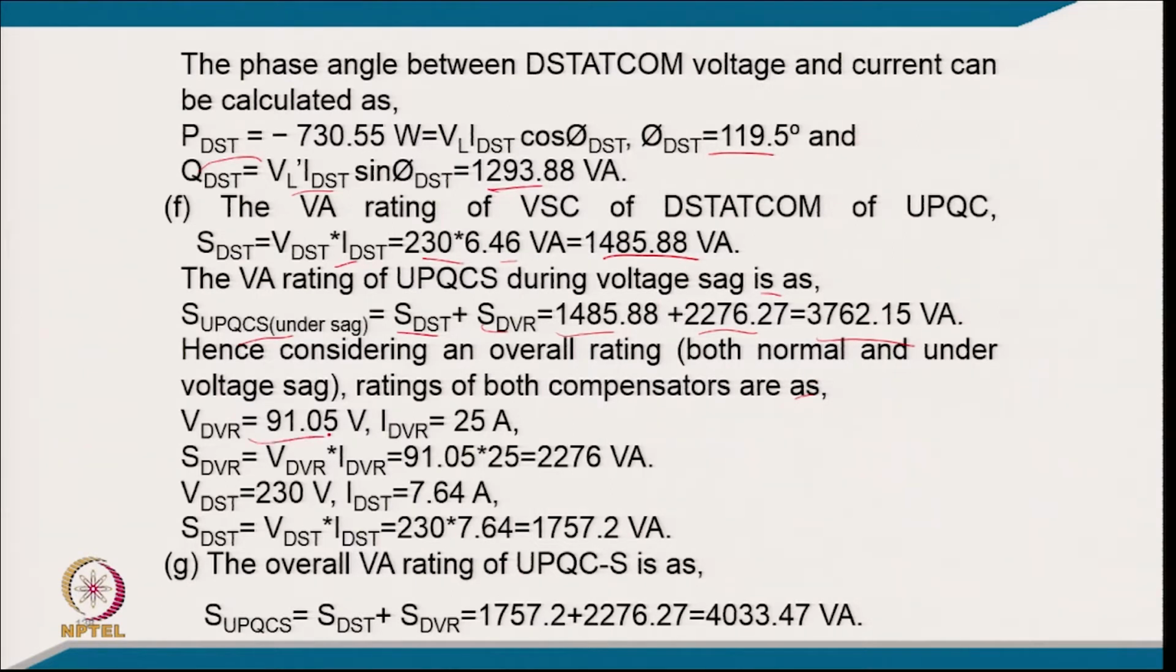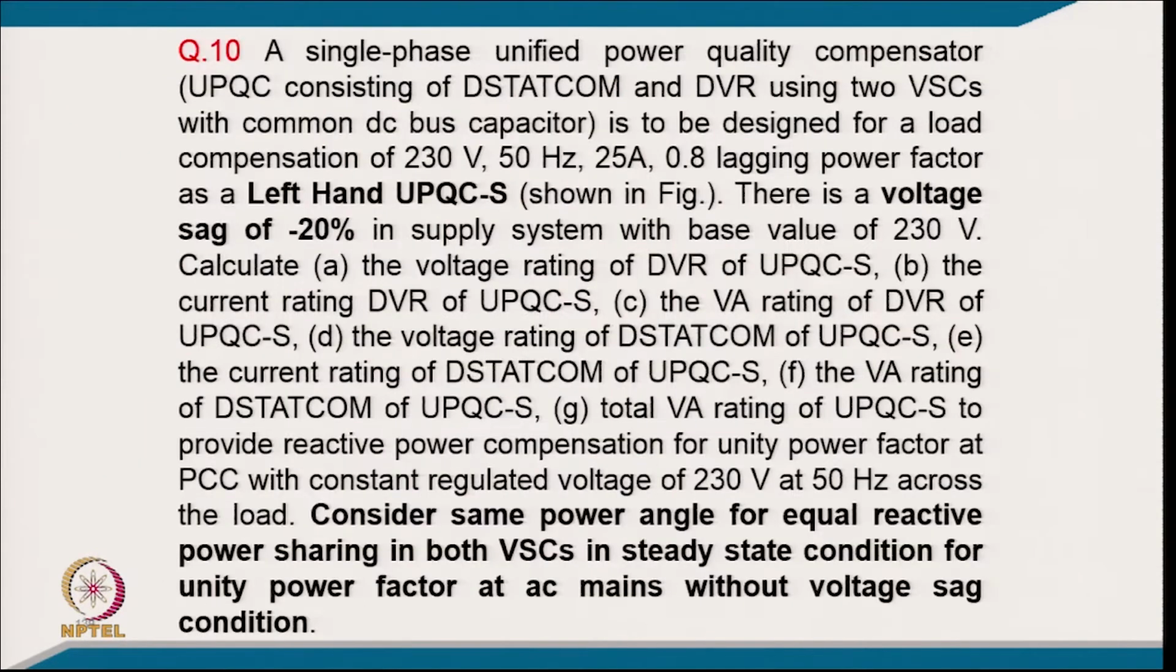VDVR equal to 91.05, IDVR equal to 25 ampere, and SDVR equals VDVR times IDVR. So, putting the values of voltage and current, it comes to 2276 VA, and VDStatCom is 230 volt and current is 7.6. So, SDST will be 1757.22, and the overall VA rating of the UPQC will be DStatCom rating plus DVR rating, that is 1757.2 plus 2276.27. So, it comes to 4033.47 VA.